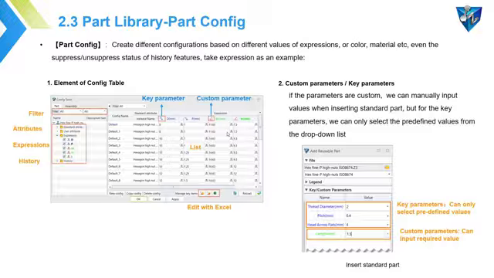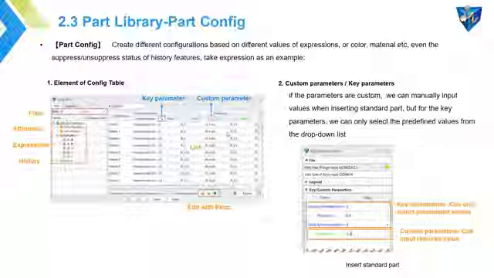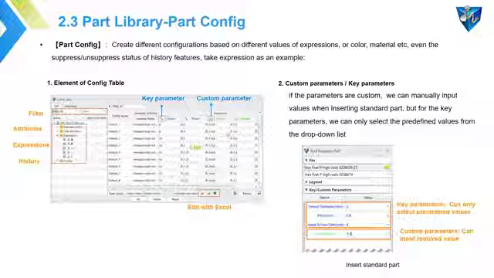And for parameters, there are 2 types: key parameter and custom parameter. So you may wonder what the difference is. Let me explain. Generally speaking, a custom parameter is more suitable for dimensions which are not so severely restricted. But key parameters are restricted and cannot be changed randomly. Now let's move over to ZW3D to show you more details about part config functionalities.